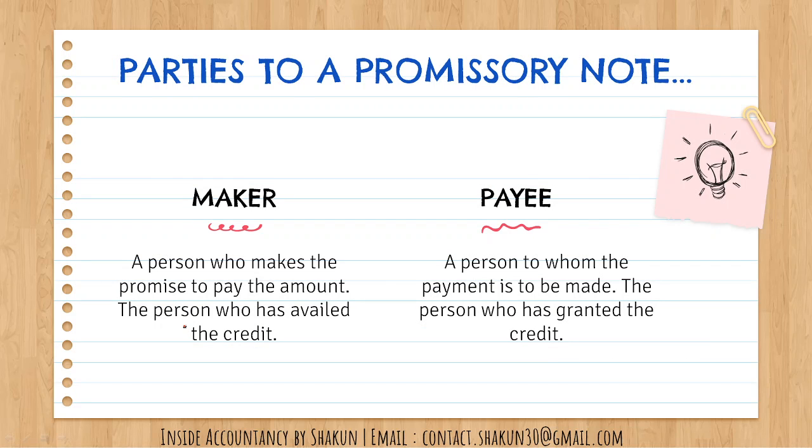Now, in a promissory note, there are two parties. Unlike bills of exchange, where we had three parties: the drawer, the drawee, and the payee. Here we have two parties: the maker and the payee. Maker is the person who is making the promise, who has availed the credit, and payee is the person to whom the payment is to be made. Now, in case of a promissory note, who is going to be the payee? Who is going to receive the payment? That is A, or any person to his order.